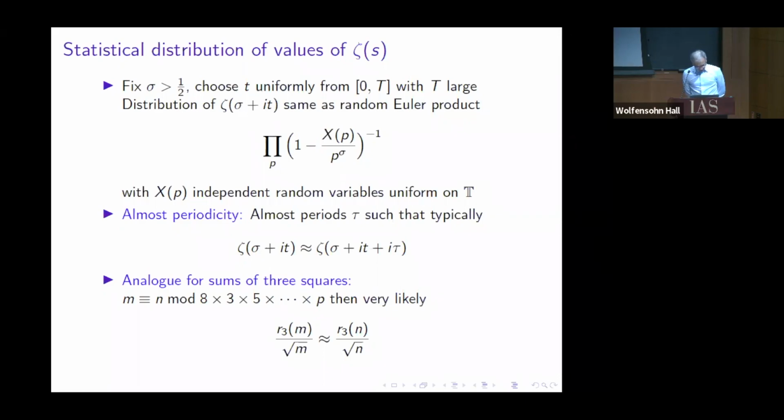And you can have the same property for sums of 3 squares. So for example, there's an unexpected periodicity in the number of ways of writing integers as sums of 3 squares. If you take two integers m and n that differ by 8 times 3 times 5 times 7, and so on for the first few primes, then it's very likely that the number of ways of writing one integer as a sum of 3 squares is closely related to the number of ways of writing another integer as a sum of 3 squares. Which is not immediately obvious, but that's what you get from almost periodicity for these L-functions.